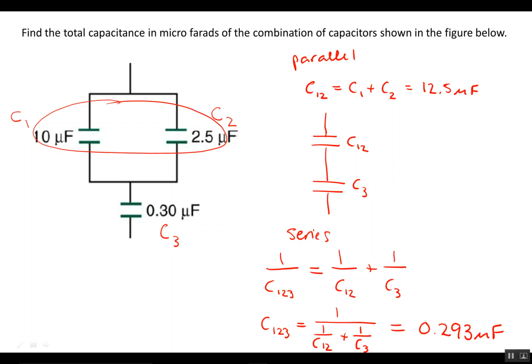0.293 microfarads. One thing to note is that when capacitors are in parallel, the combined capacitance is greater than either of the individual capacitors. But when capacitors are in series, the combined capacitance is less than either of the individual capacitors. So you can see the total capacitance is less than the 0.3 microfarads of capacitor 3. All right.